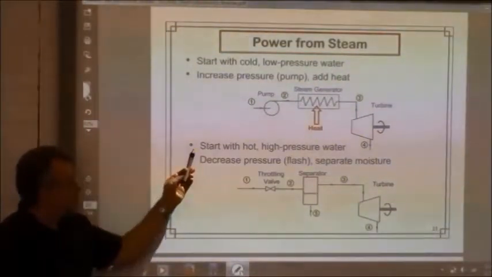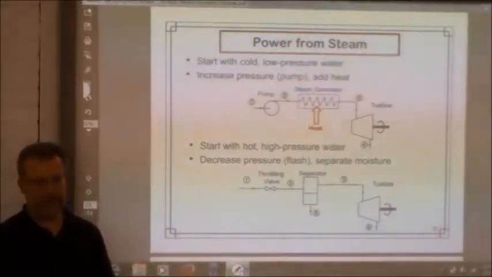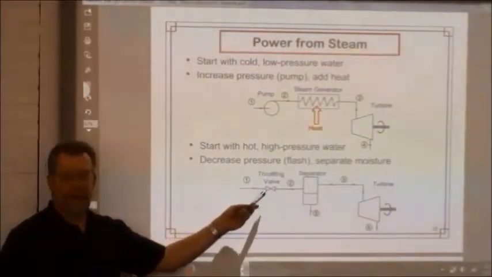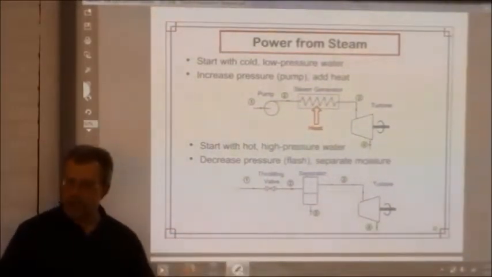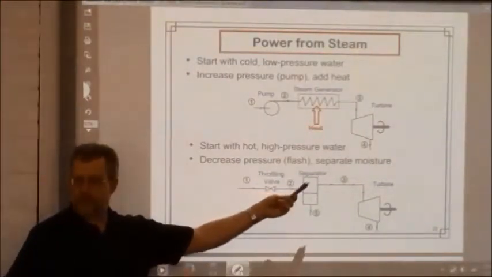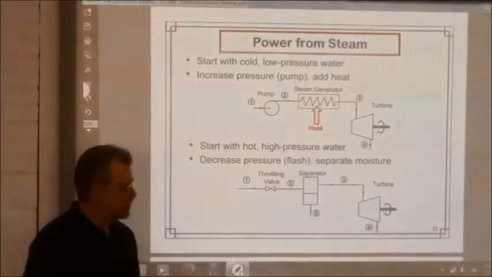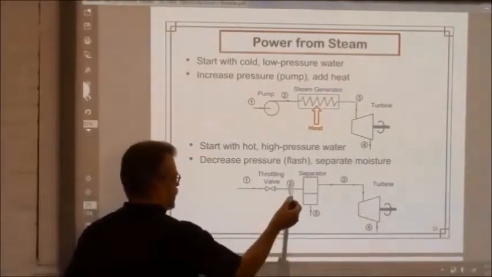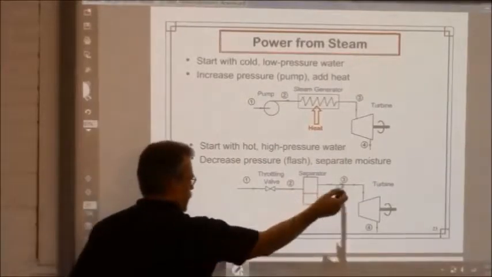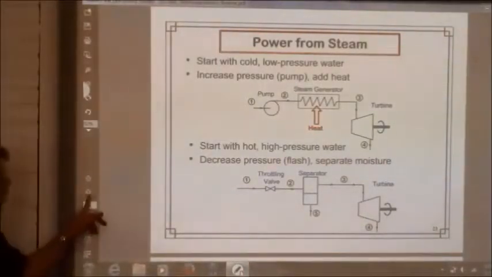However, you can also start with hot, high-pressure water, lower the pressure below the boiling point at that pressure, and it will flash to steam. This is how geothermal power plants work. You start with hot, high-pressure water underground, you bring it up, reduce the pressure, and it becomes steam. So this is a conventional power plant, this is a geothermal power plant. Now typically with a geothermal power plant, what you do is you then end up with a saturated mixture and you pull off the liquid and use only the dry steam through the turbine. But we'll have a whole lecture on geothermal power a little bit later on.